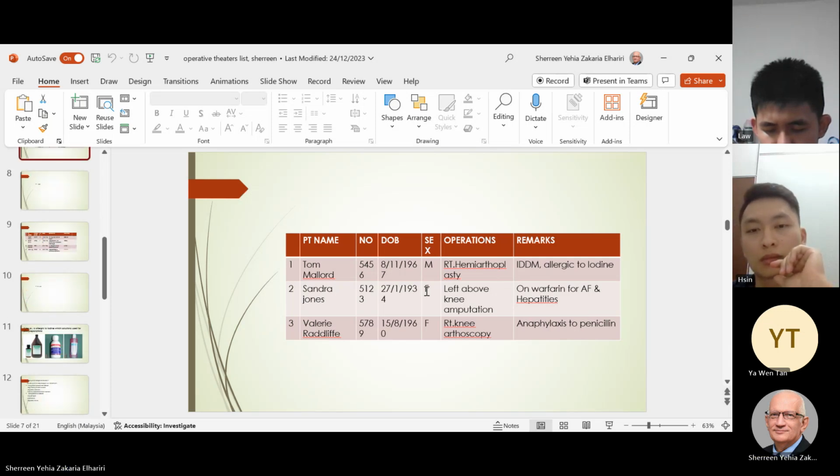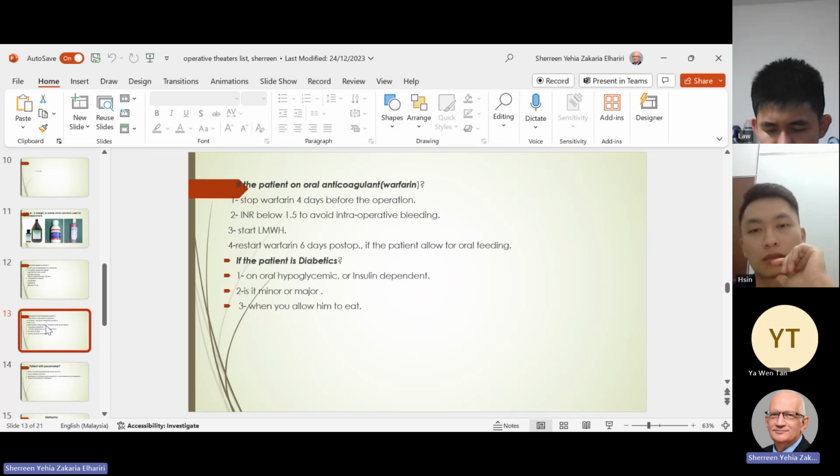Again, this is not an emergency operation. So what we will do is stop warfarin 2 days before the operation. You must measure INR, which must be below 1.5 to avoid bleeding. Of course, you start Clexane, which is low molecular weight heparin. After the patient recovers and starts eating, you can restart warfarin 6 days post-operative if the patient is allowed oral feeding. So don't forget, follow up oral anticoagulant by INR. INR is the international normalized ratio, the ratio between prothrombin time and control.